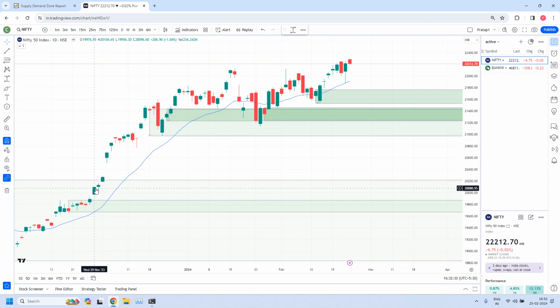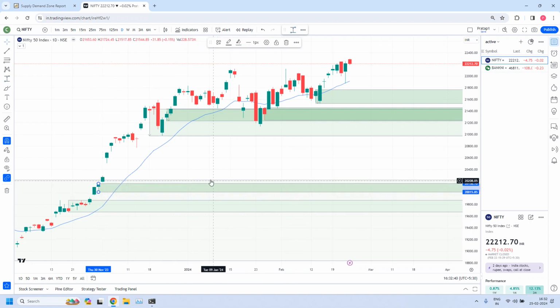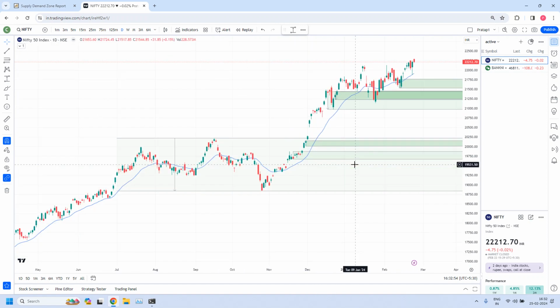So this is the one, rally, base, rally with hidden body, 29-11. This is a high liquidity zone, rally, base, rally. If at all anything wrong happens, probably Nifty gets support in this line.